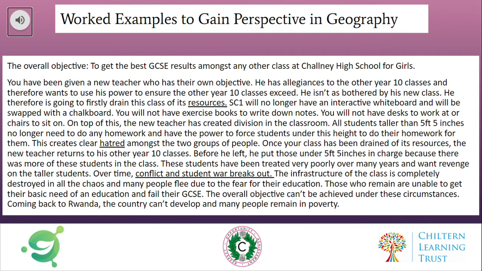So I have created a scenario where I said, well, you have been given a new teacher who has their own objective. So once we'd gone through this, it was understood that the new teacher actually represented the Belgian colonists. He has allegiances to the other Year 10 classes and therefore wants to use his power to ensure the other Year 10 classes exceed. Again, just like with the Belgian colonists, they would take the resources from Rwanda and use it for their own gain.